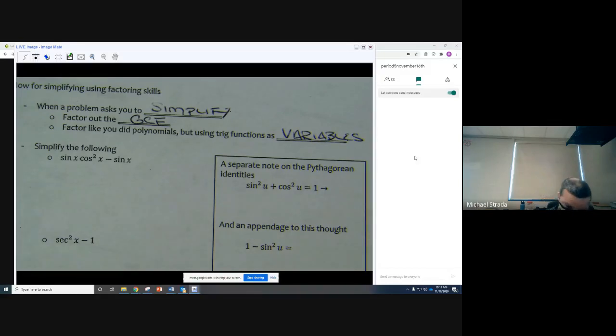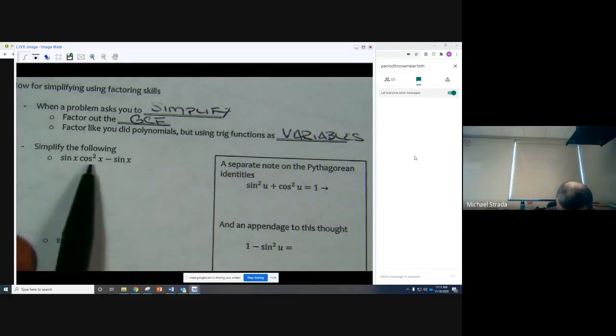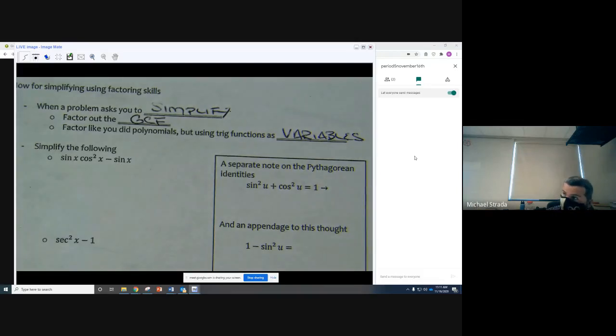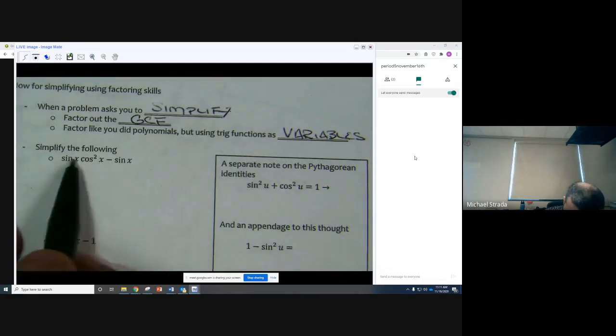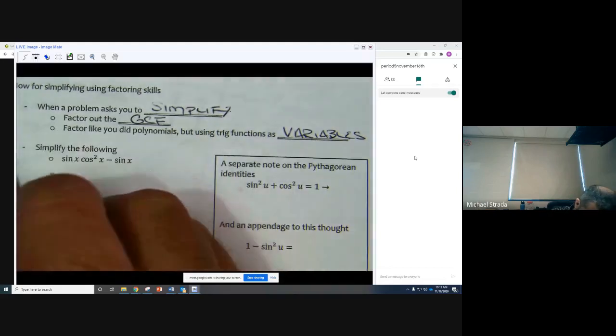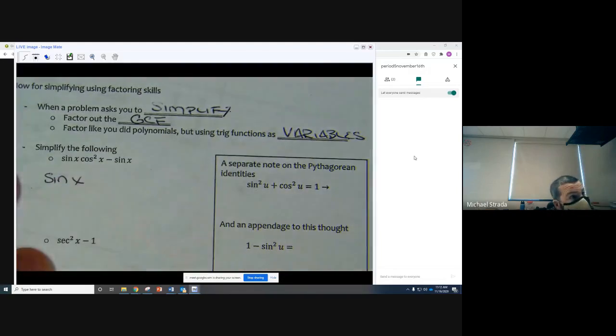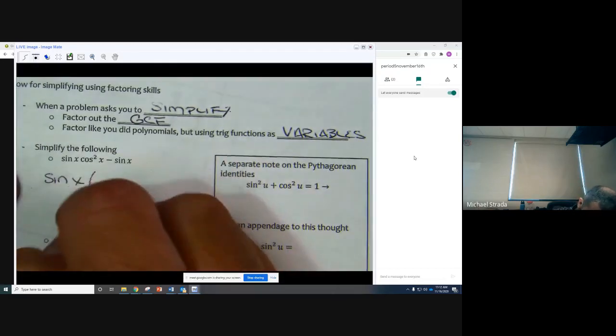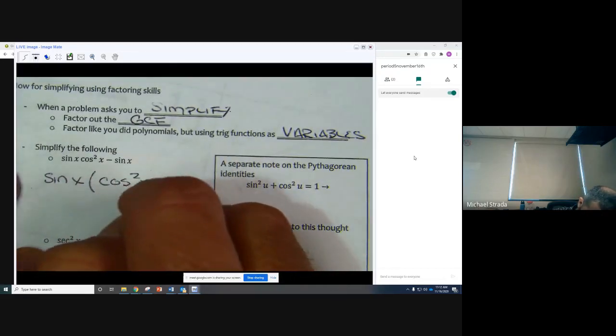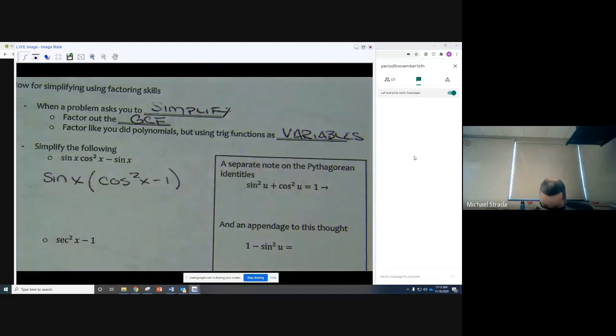All right. So for the first one, sine x cosine squared x minus sine x. You should notice that they both have sine x in them. So we factor that out as if that was a variable, so sine x. Now the result of factoring that out would give us cosine squared x minus 1. Okay. Everybody good with that part of it?